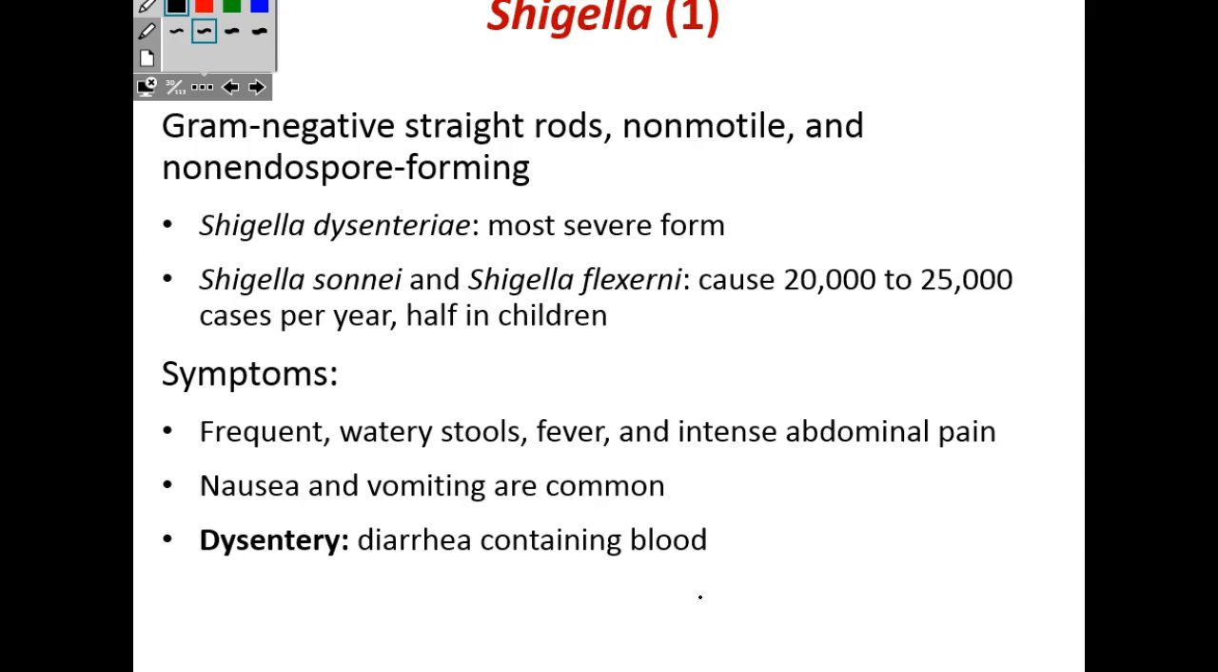Shigella. Some person in here has shigellosis as your disease that you are studying for morbidity and mortality. Shigella is a gram-negative straight rod. It's non-motile and non-endospore forming. Shigella dysenteriae is the most severe form. Symptoms: frequent watery stools, fever, intense abdominal pain.